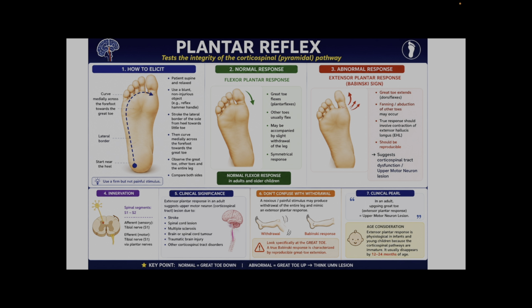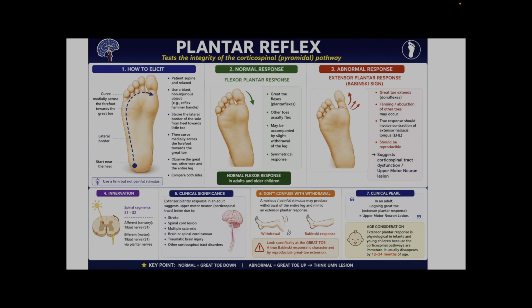When examining a patient, we should always compare both sides and avoid excessive pain. A noxious stimulus can produce withdrawal of the entire limb and can make interpretation difficult. The key is to look specifically at the great toe.